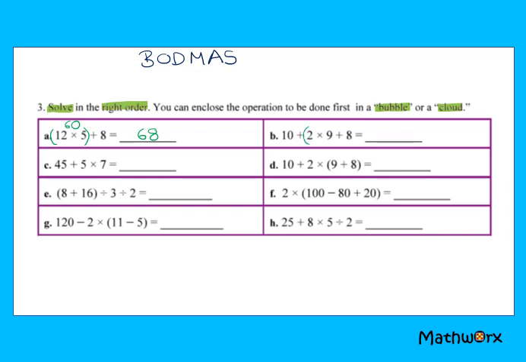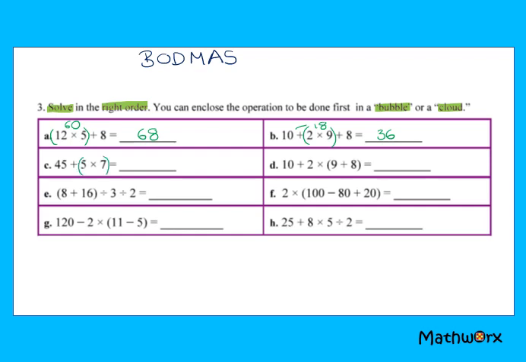Okay, remember with BODMAS we have to do multiplication before the addition. So here we have to do 2 times 9 first, which gives me 18, and then left to right. 10 plus the 18 gives me 28, and 28 plus that 8 gives me 36.